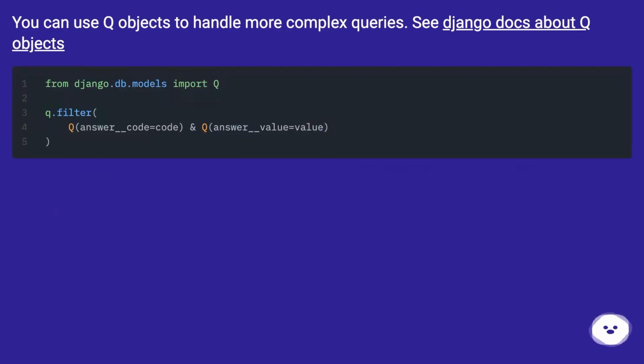You can use Q objects to handle more complex queries. See Django docs about Q objects.